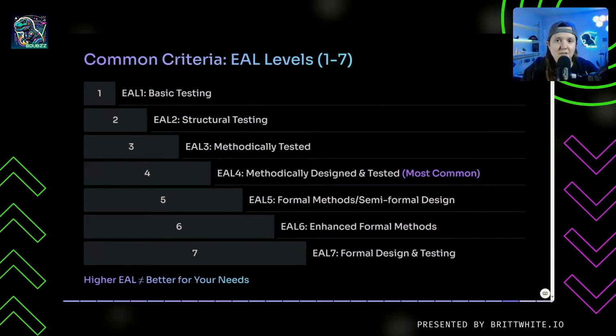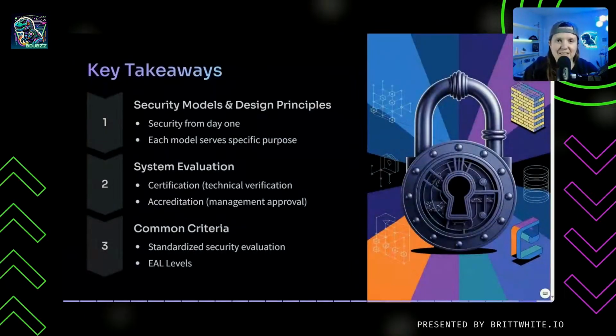Alright everyone, let's recap what we've covered in today's session on secure design and security models. We've discussed 3 fundamental areas that are absolutely crucial for secure system design. First and foremost, we talked about security models and design principles. We learned that security isn't something you bolt on at the end. It needs to be woven into the fabric of your system from day one.